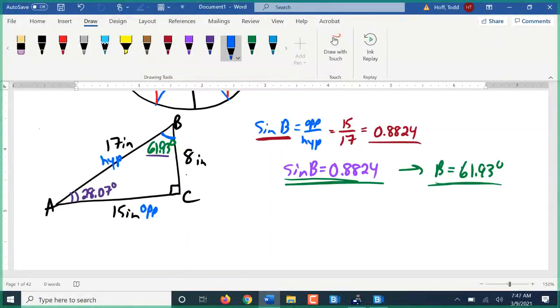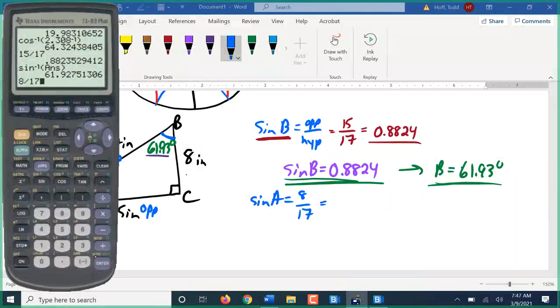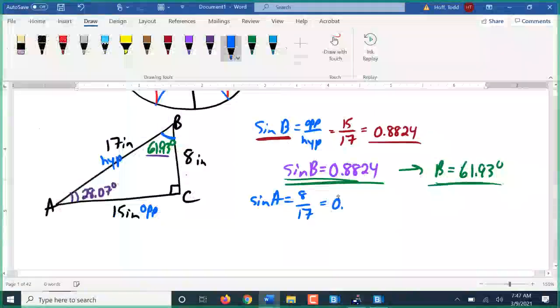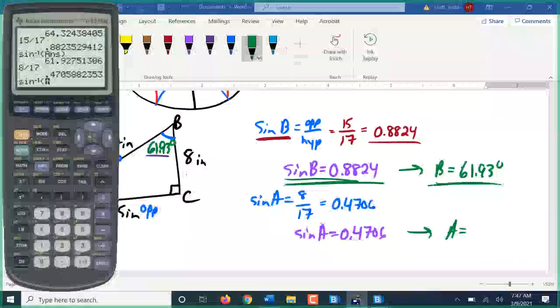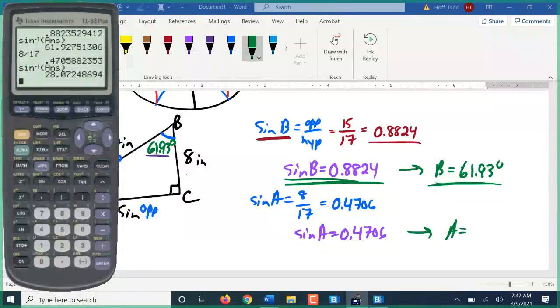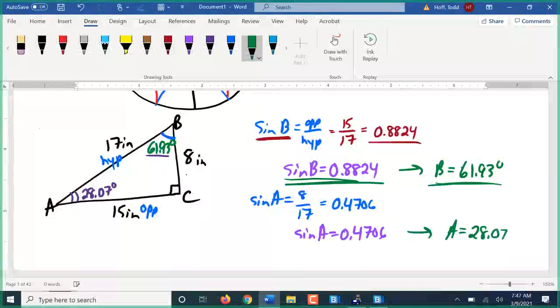I could use the sine of angle A. It's still opposite over hypotenuse, but for angle A, the opposite side is the 8 inches. Hypotenuse is still 17. 8 divided by 17 is 0.4706. And once again, that's telling us that the sine of angle A is 0.4706. We can use that to find that angle A is the inverse sine of that. So second sine, and again, I'm going to use second answer so I don't have to use the rounded value, is 28.07 degrees. Well, we already had that by subtracting, but it confirms that that is the correct angle there.